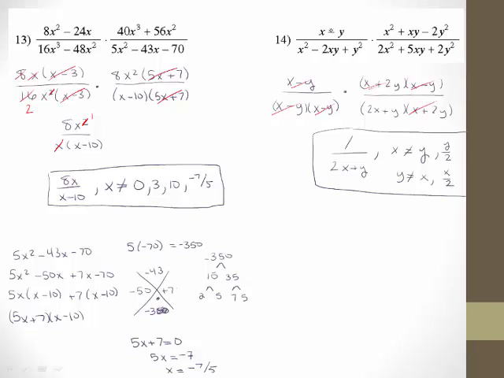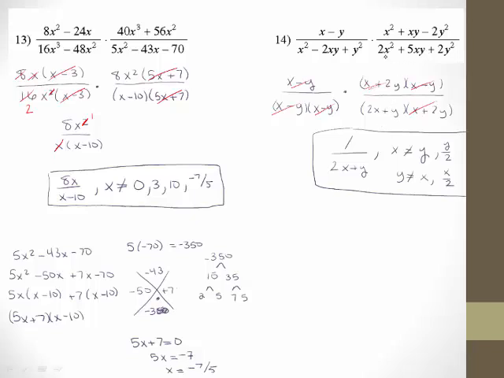Okay, so x minus y we left alone. Then I had x squared minus 2xy plus y squared. This is a perfect square trinomial. It's in the form of a squared minus 2ab plus b squared, so we can factor it to a minus b squared. So x minus y times x minus y. Then I had x squared plus xy minus 2y squared. So if I did x plus 2y times x minus y, I get x squared plus 2xy minus xy minus 2y squared. So I factored that.